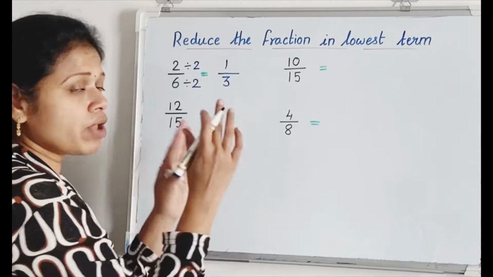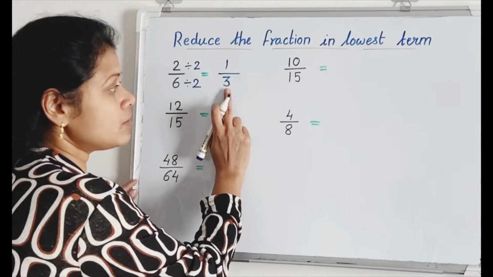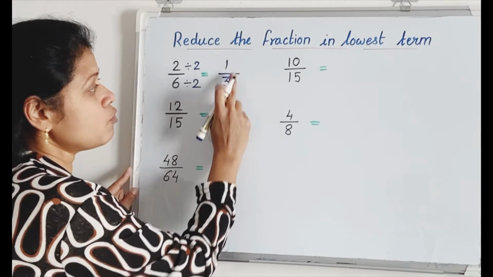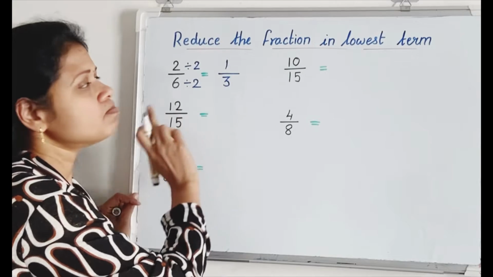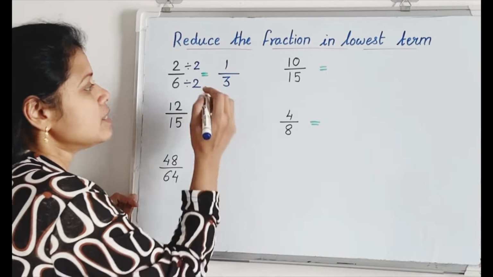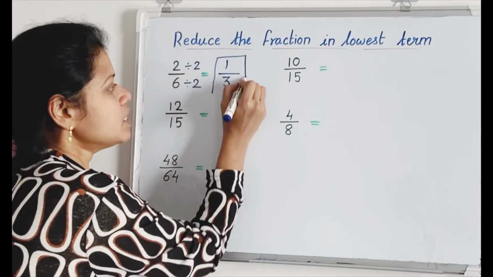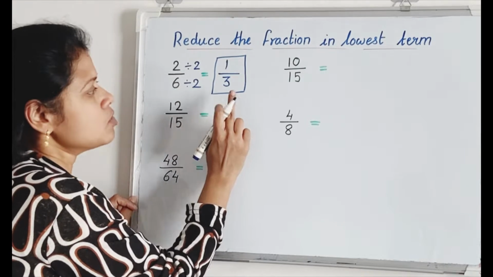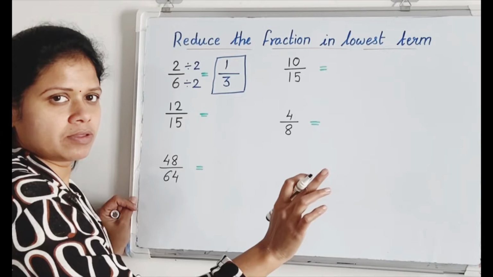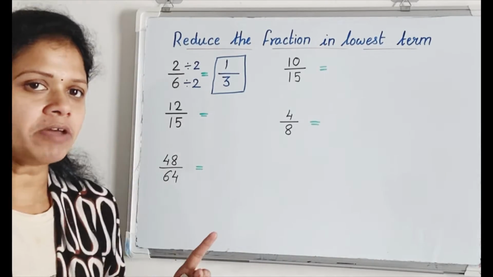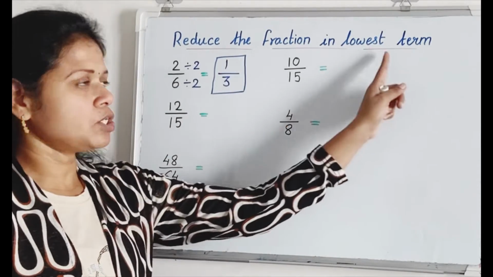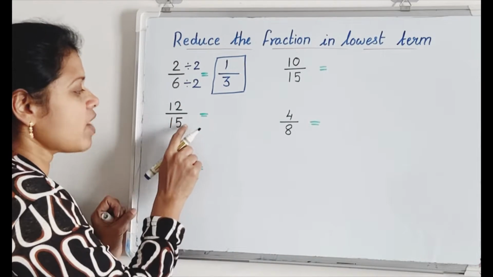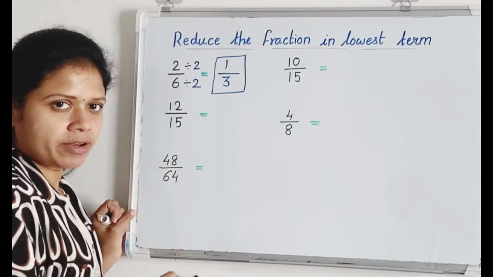After doing this, you can confirm whether it is in the lowest term by checking, is there any common factor for the numerator and denominator? No, there is no common factor. So we have changed the fraction 2 by 6 to its lowest term, 1 by 3. So the first step to reduce a fraction to its lowest term is to check the common factor of the numerator and denominator.